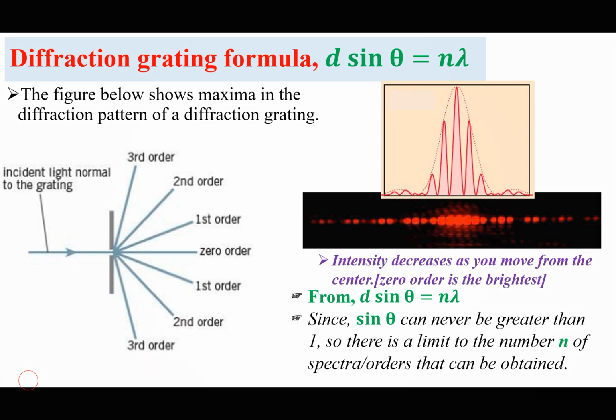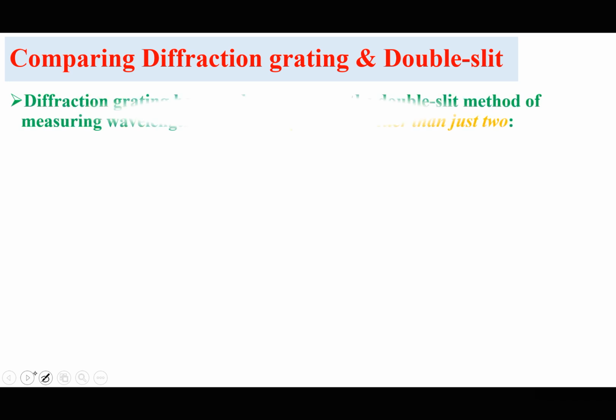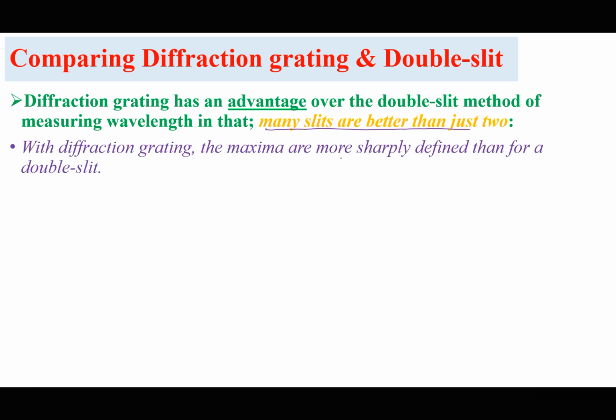So let's first compare the diffraction grating and a double slit before we go to examples. A diffraction grating has an advantage over the double slit method of measuring wavelength in that it has many slits, and of course many slits are going to be better than just 2. Why are many slits better than just 2? With a diffraction grating, the maxima are more sharply defined than for a double slit. In other words, the brightest spots are more sharply defined than those formed in a double slit.